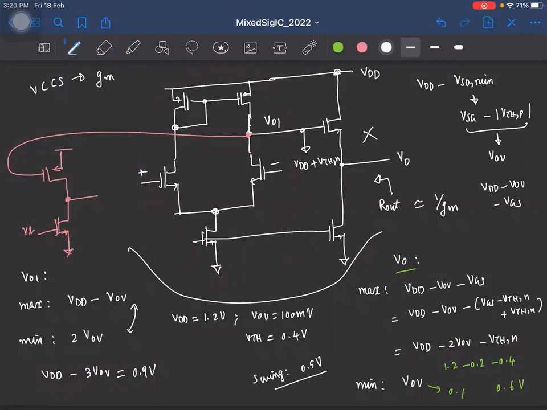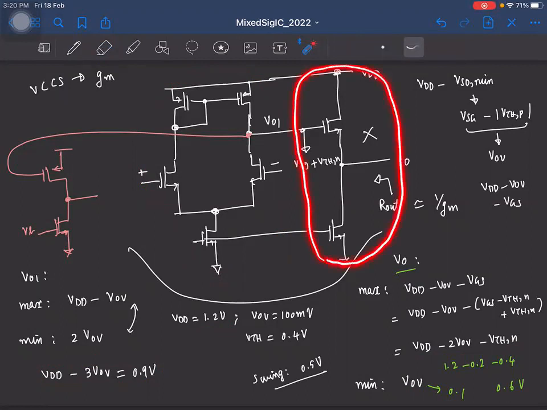So the bottom line of the discussion is still the same. That is, the moment you try to add a source follower as the buffer stage to make an op-amp, the output swing is limited significantly.